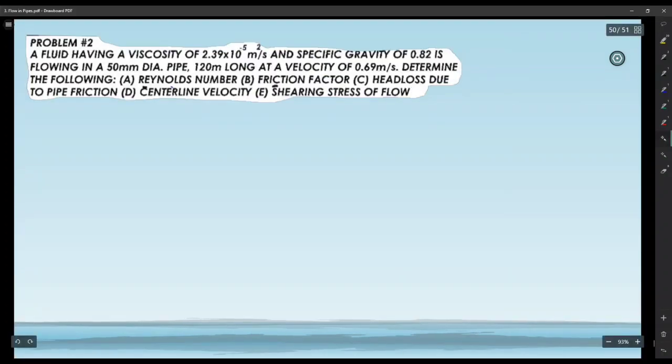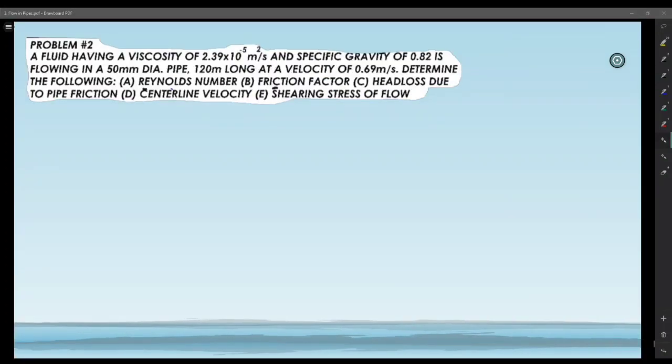Okay guys, so for our problem number 2, basahin natin yung problem. A fluid having a viscosity of 2.39 times 10 to the negative 5 meters squared per second and specific gravity of 0.82 is flowing in a 50 millimeter diameter pipe, 120 meter long at a velocity of 0.69 meter per second. So we need to determine the following.